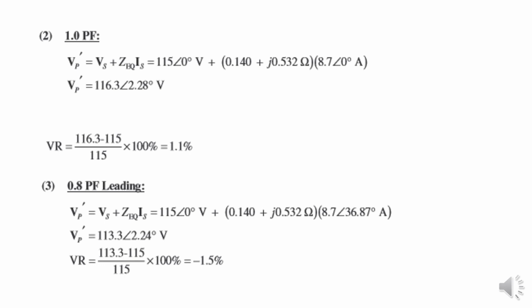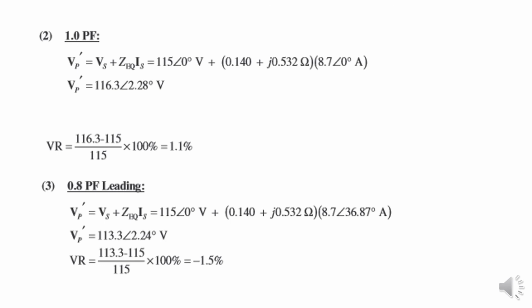One, the only thing changing in here is the angle of Is. When we have a power factor of unity, that means there's no phase difference between voltage and current. Therefore, the voltage angle is 0. Vs, the angle of Vs, is equal to 0. Therefore, the angle of Is is also equal to 0. So again, we are getting 8.7 angle 0 as Is, right?